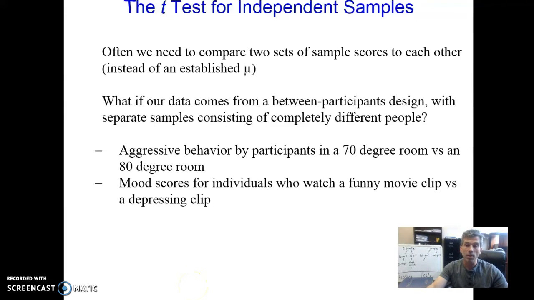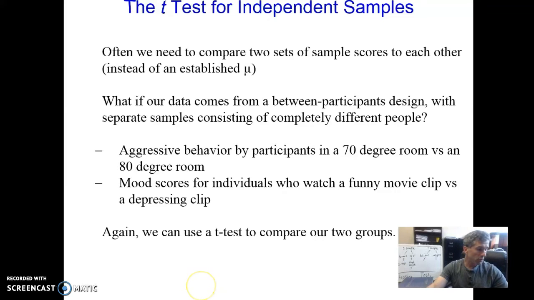We split participants up. They're either in a hot room or an ordinary temperature room. We measure their aggressive behavior. Maybe we want to measure media effects. We randomly assign participants to either watch a funny movie clip or a depressing clip, then we measure their mood. Again, no participant is in both conditions. Every participant is in exactly one, and they're randomly assigned. That's what makes it between participants. So here, the test we would be running, and it's right on the top, is a t-test for independent samples.